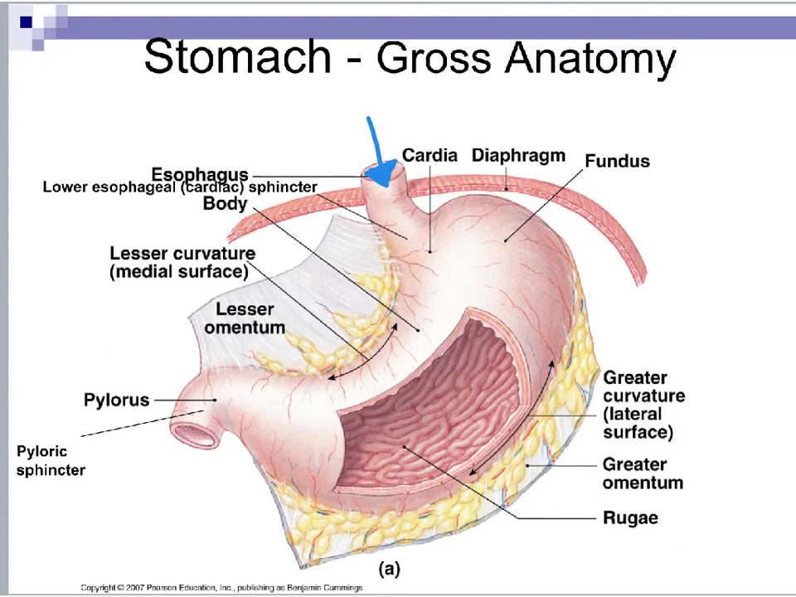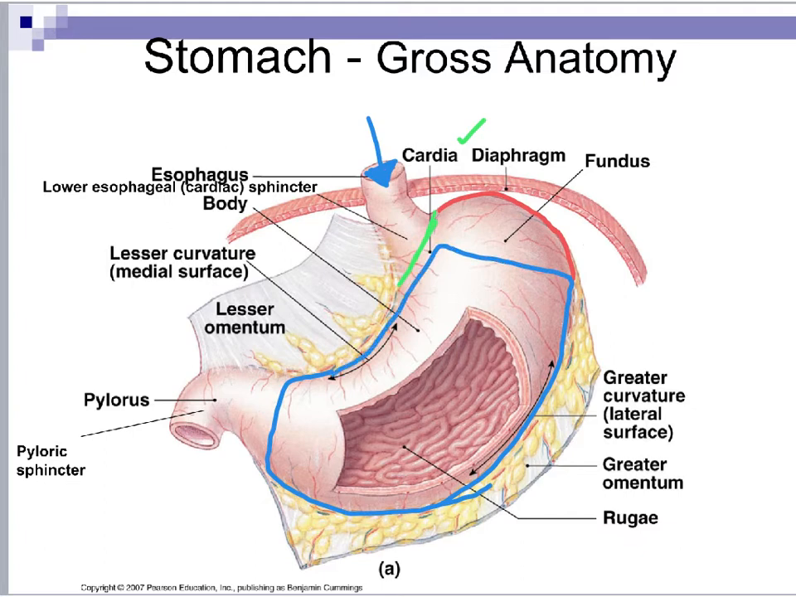Prior to moving on and understanding the functions of the stomach and some of its modifications, let's just real quickly look at its general gross anatomy here. So the region where the esophagus meets the stomach, right here, that's called the cardia. And the upper rounded part that you see right here is called the fundus. I guess it would extend a little bit farther. And then the remainder of the majority of the stomach is what we call the body.